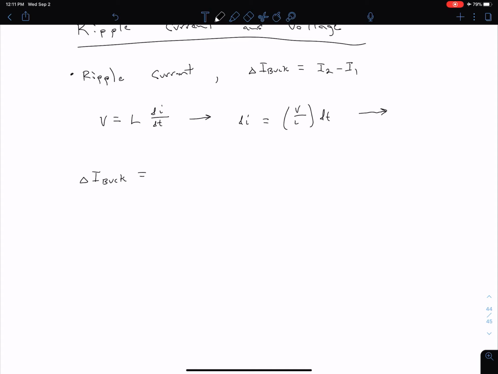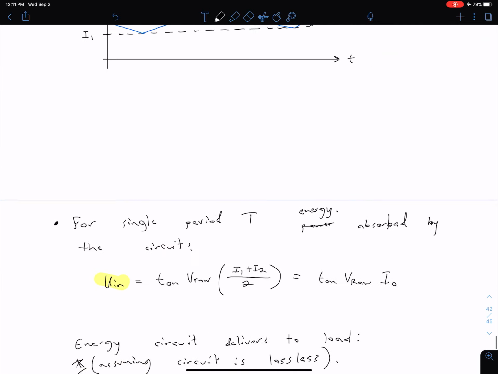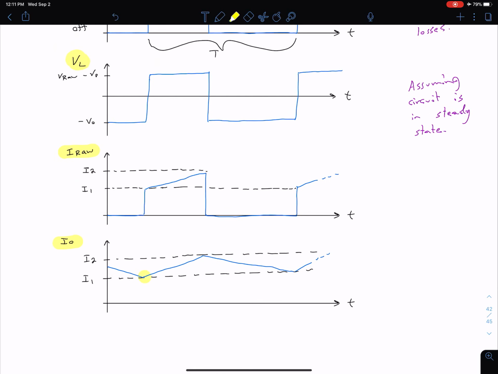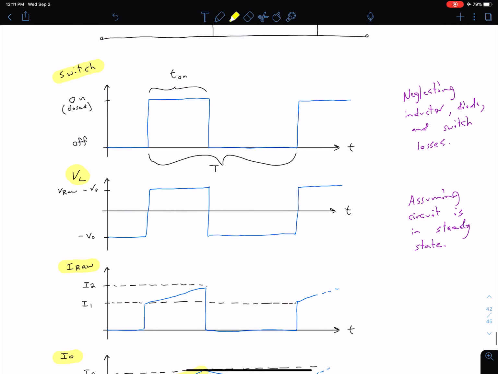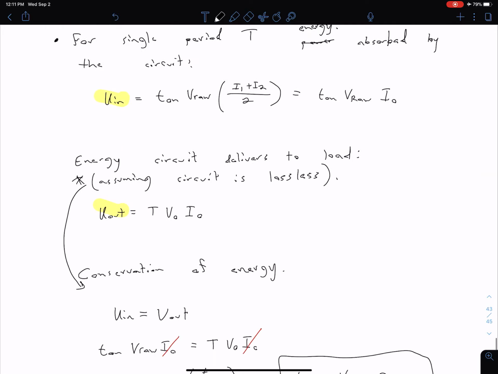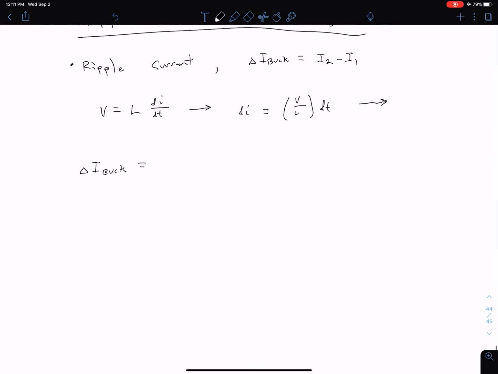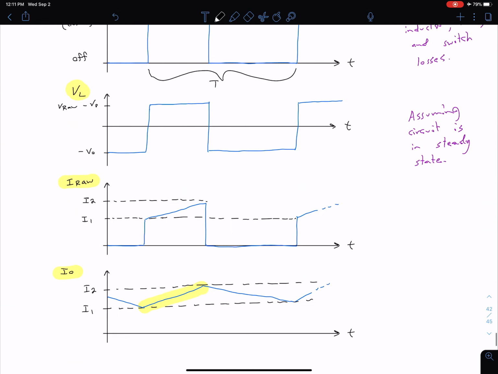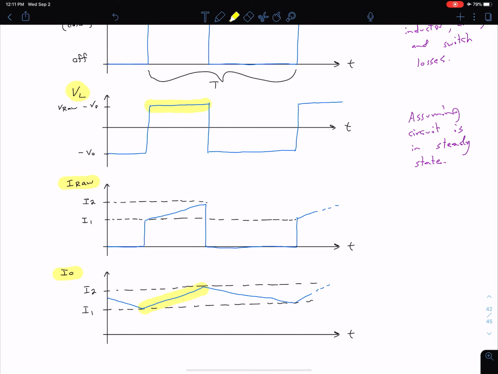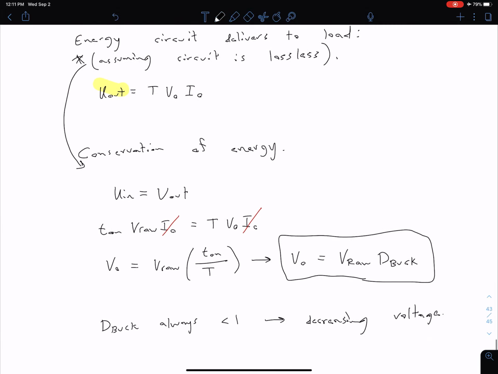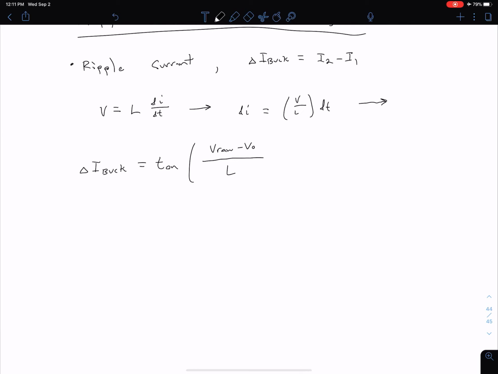Now for our dt, what is our change in time while we have that change in our I? Let's come back up here to our plots. In this time frame where we're changing between I1 and I2, what's our time? Well, that's just our T on. So that delta I buck corresponds to a dt of T on. So we have T on, and then our V over L, and our V for the inductor is going to be V raw minus V naught. Again, coming back to our plots, during this time our inductor voltage is V raw minus V naught. So we're dividing that by our inductance.